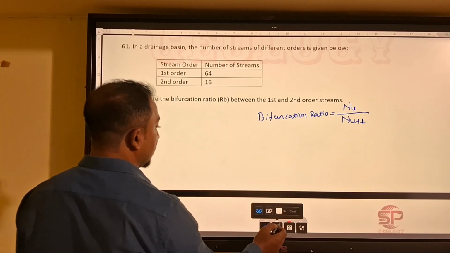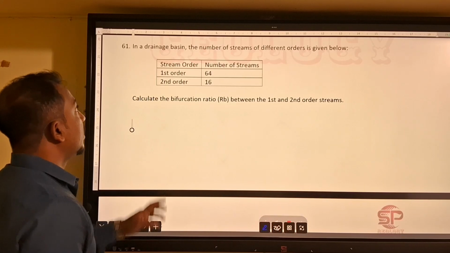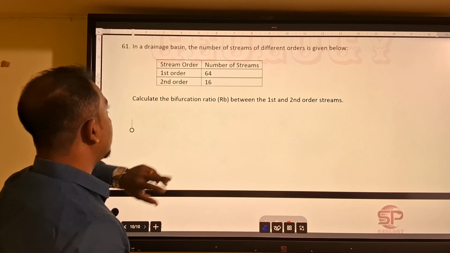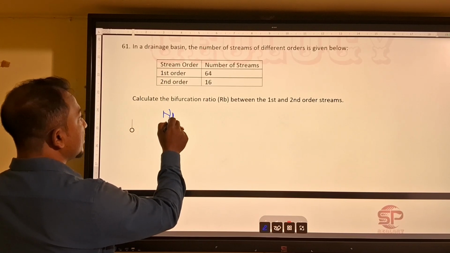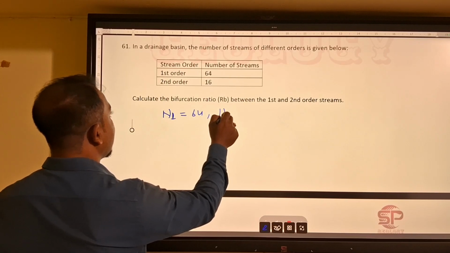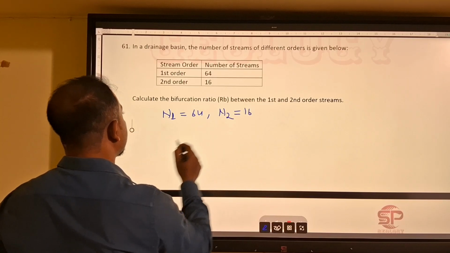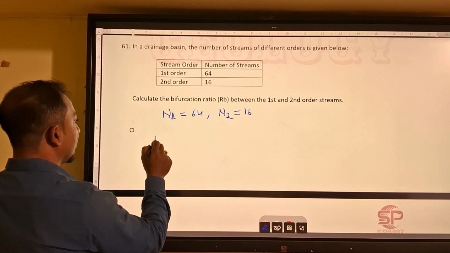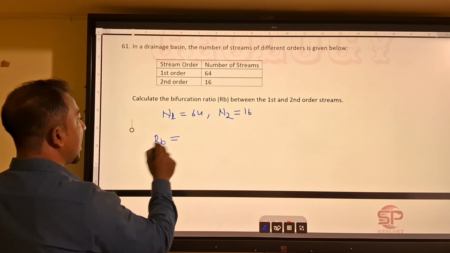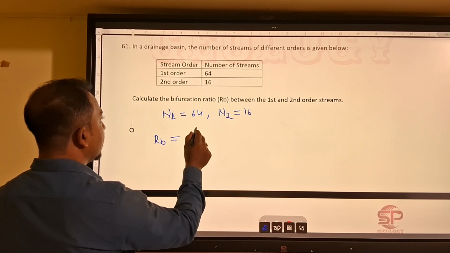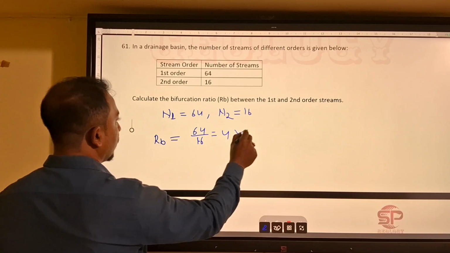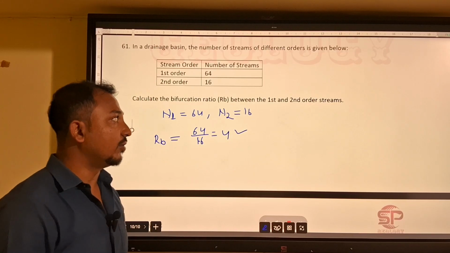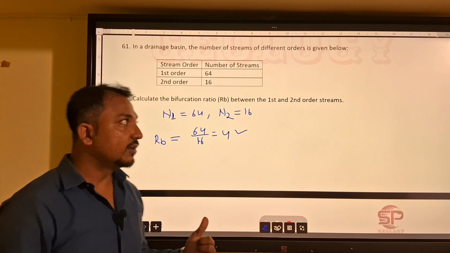So let's try to solve this. We are given the number of first order streams is 64, and the number of second order streams is 16. So the bifurcation ratio, taking RB for bifurcation ratio, is 64 by 16, which will be 4. It is a very easy numerical.